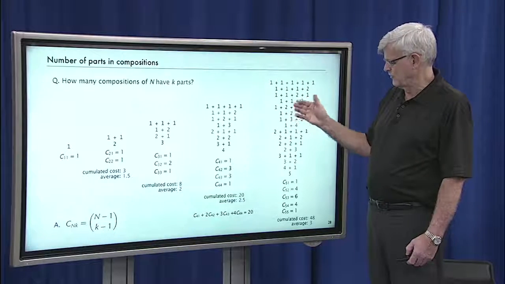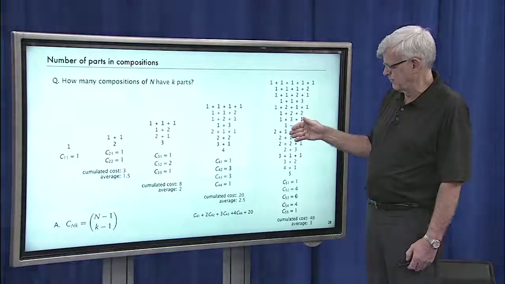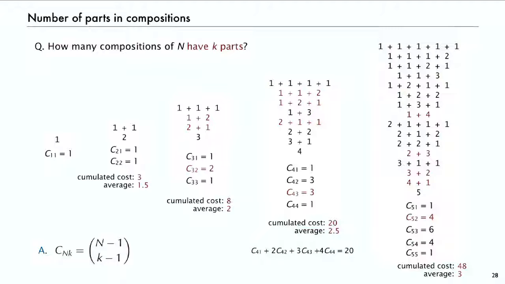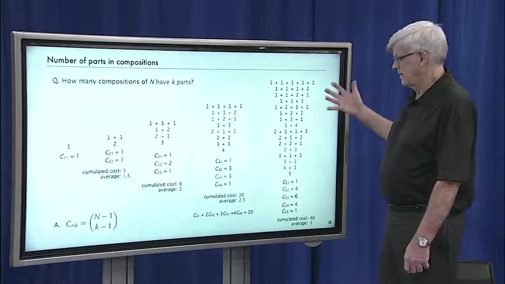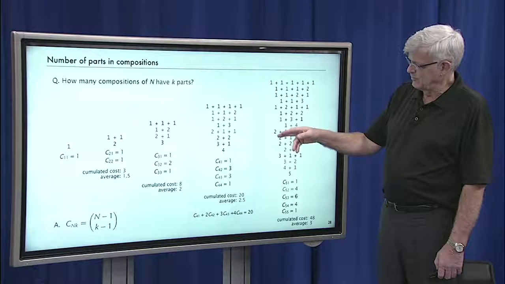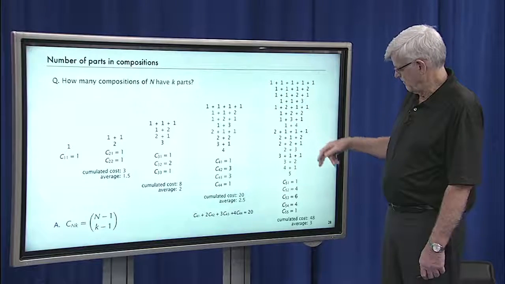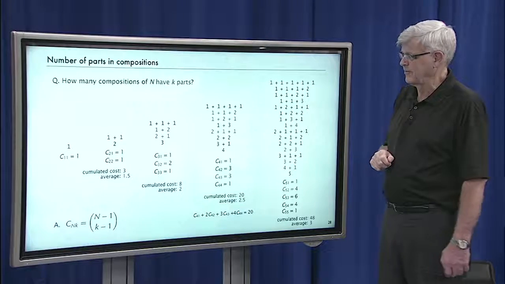The cumulated cost is 20. That's 1 times C41 plus 2 times C42 plus 3 times C43 plus 4 times C44. So that's 1 plus 2 times 3 is 7, plus 3 times 3 is 9, plus 7 is 16, plus 1 times 4 is 20. And divide the 20 by the 8, you get 2.5. And do that same calculation for n equals 5, you get an average cost of 3. So the average goes 1.5, 2, 2.5, 3. You can probably see a pattern there as well.